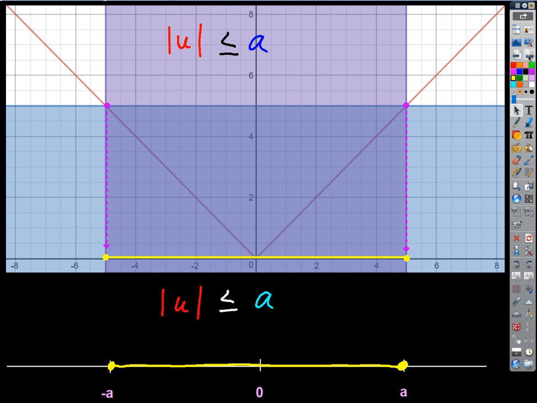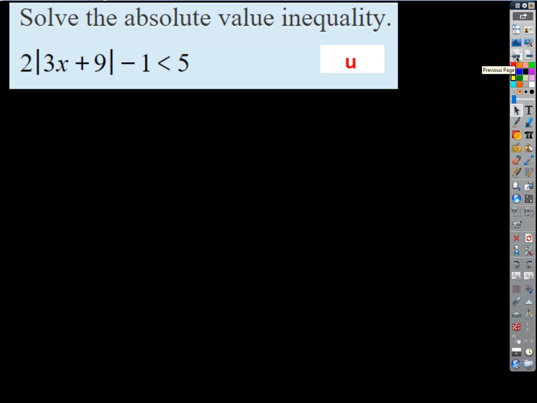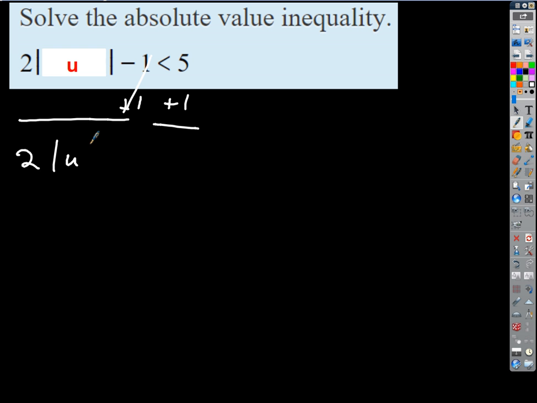So then how about a problem like this? Try that. What are you going to do? Okay, we can ignore everything inside the absolute value for now, right? Call it u. What are the steps we're going to go through? Same as the other one, right? Pretty much, yeah. What are we going to do first? Plus 1. Add 1. We're going to isolate the absolute value. So we add 1, and we get 2 times the absolute value of u is less than 6, right?